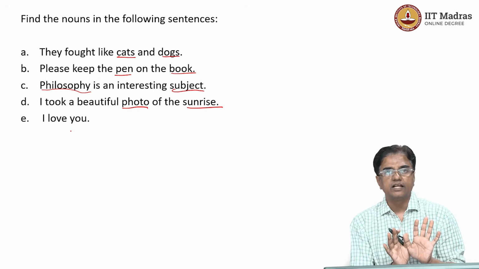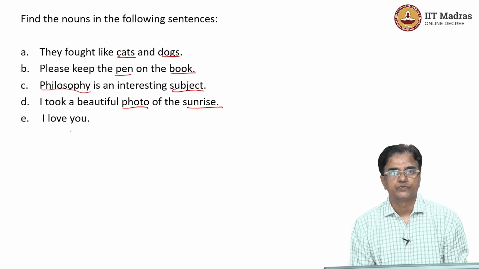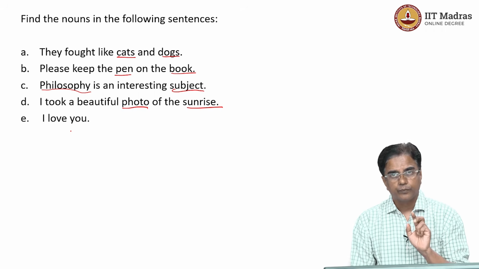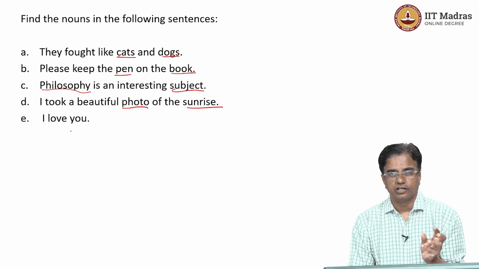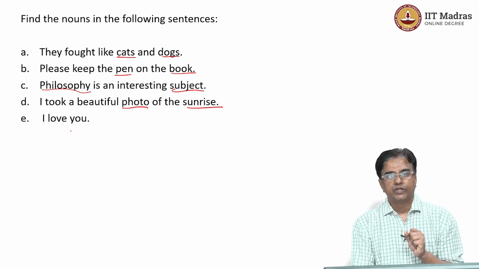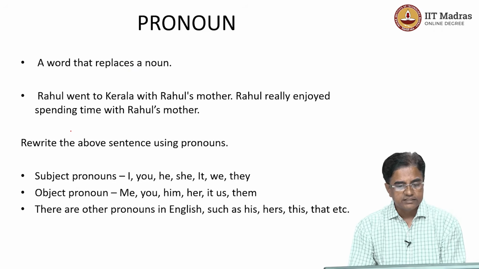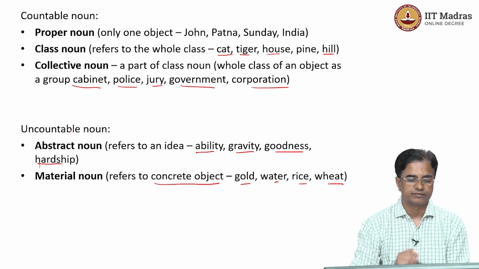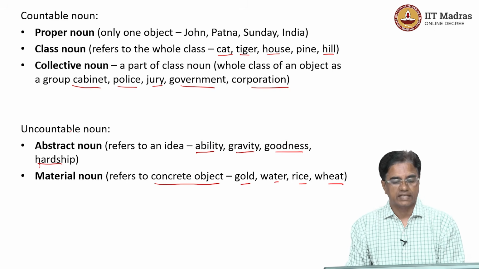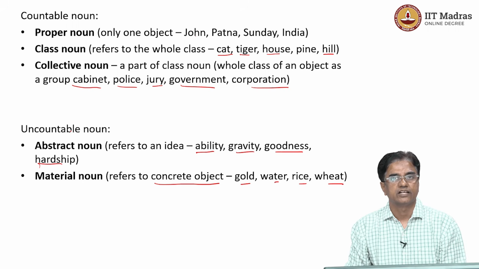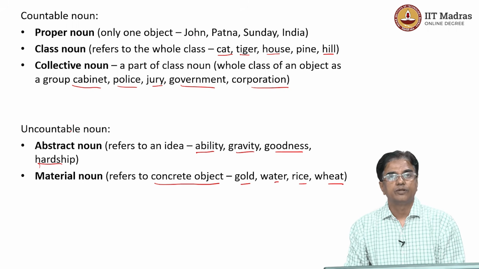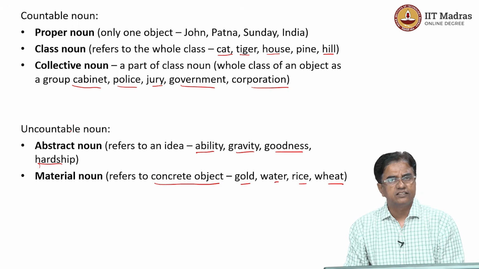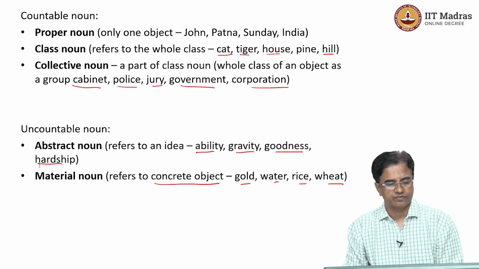So look at the underlined words. They are all nouns. Now, a couple of additional things about nouns. You just looked at types of nouns here: proper nouns, class nouns, collective nouns, abstract nouns, or material nouns, where the broader classes are countable nouns or uncountable nouns. These are the different classifications of nouns.